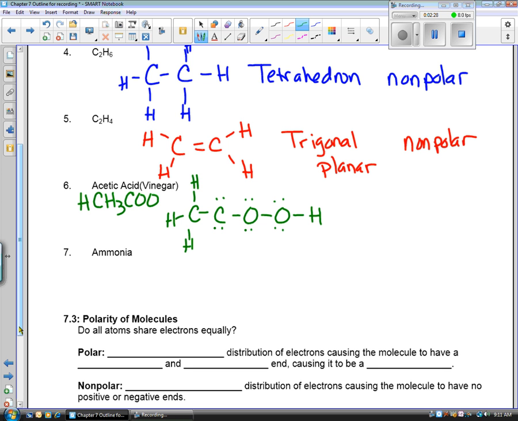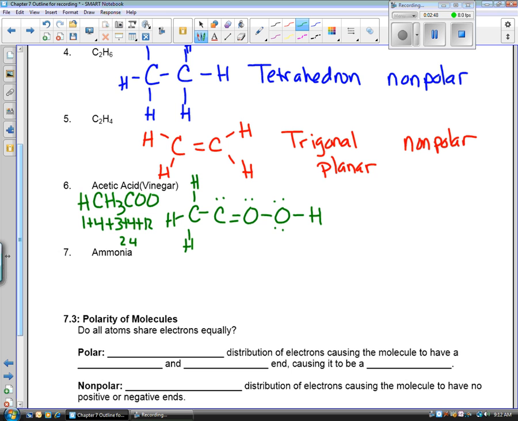Let's see if we have enough. We have 1 plus 4 plus 3 plus 4 plus 6 plus 6. I was running out of room. So we have 5, 8, 12, 12, so we need 24 electrons, 2, 4, 6, 8, 10, 12, 14, 16, 18, 20, 22, 24, 26. So we need a double bond in here.